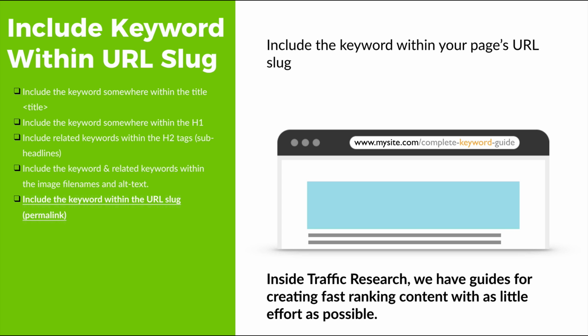All right. Next, in terms of optimizations, is going to be your URL. So usually you could customize your URL slug here. That's in WordPress, that's kind of what they call it. And you want to have your keyword in the URL.